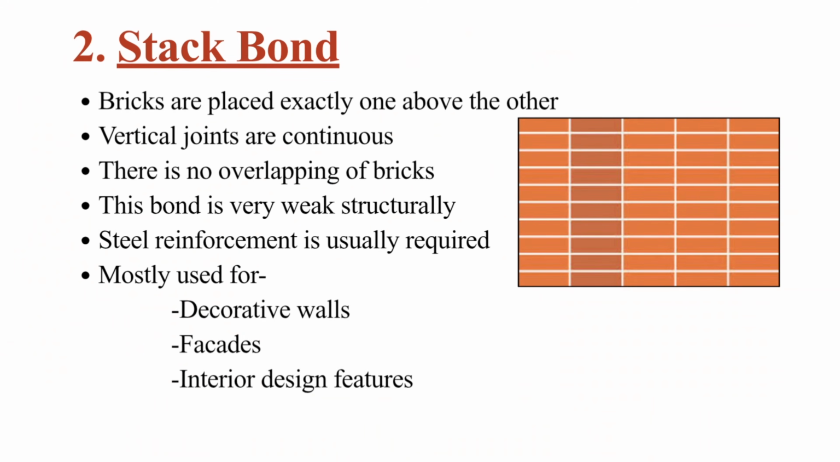Now the next type of bond is a stack bond. In the stack bond, bricks are placed exactly one above the other, in which the vertical joints are continuous and there is no overlapping of bricks. Because of that, this bond is very weak in structure. So sometimes steel reinforcement is provided in it, and this type of bond is mostly used in decorative walls, facades and interior design features. In the image, we can clearly see that the bricks are laid one above the other like they are stacked, and there is no overlapping between the two bricks. So this type of bond is generally used for decorative purposes only.